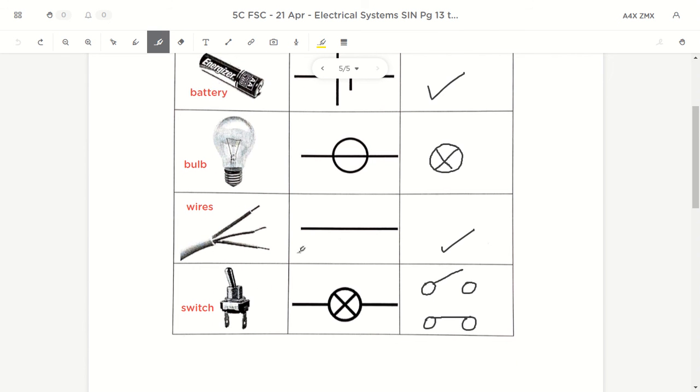Wire is very simple, just a straight line, or it can be a vertical line. So this is correct. And switch, this is not a symbol for switch. This is a symbol for bulb. So a switch is actually two circles, either open switch or closed switch. Depends on what you are looking at.